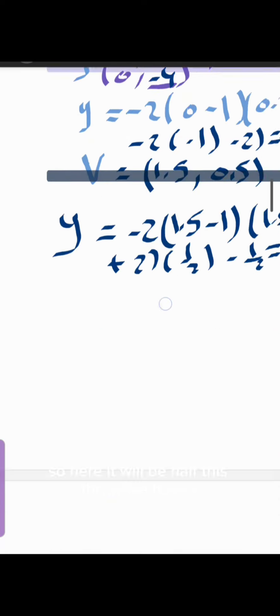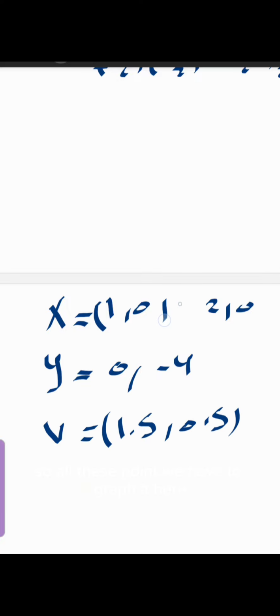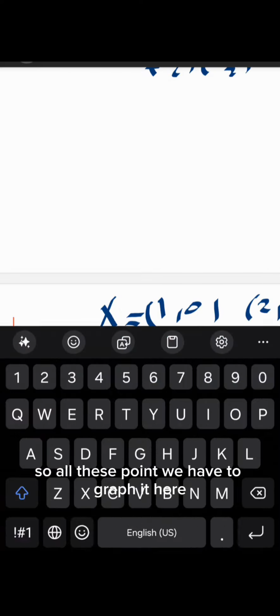Let's draw. We have the x-intercepts, the y-intercept, and the vertex. We have x: 1 and 0, and 2 and 0. We have the y-intercept: x is 0 and y is -4. And the vertex, we said that x is 1.5 and y is 0.5. So all these points we have to graph here.